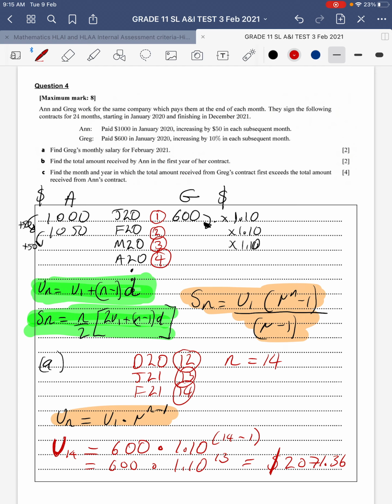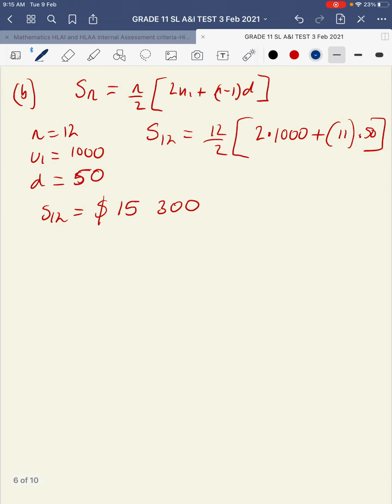Now the last question is something that we will need to have a little look at on the calculator, not on the finance solver. There's a sequence and series function, not to do with the finance solver. C, find the month and year in which the total amount received from Greg's contract first exceeds the total amount received from Anne's contract. So I'm going to go ahead and set that up as some kind of an equation. So what we're looking for here is the sum for Greg is greater than the sum for Anne.